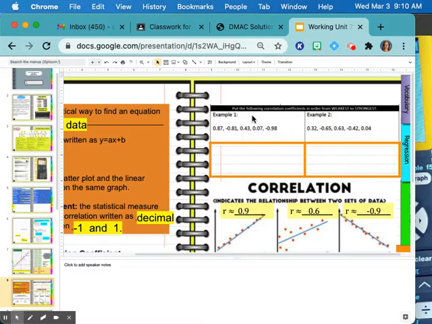Let's look at these examples. Put the following correlation coefficients in order from weakest to strongest. So our weakest means it's closest to 0. Strongest means closest to 1 or -1.